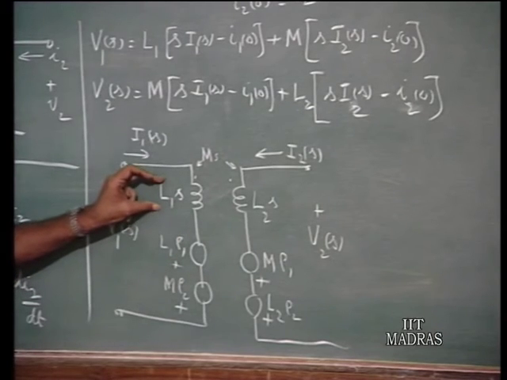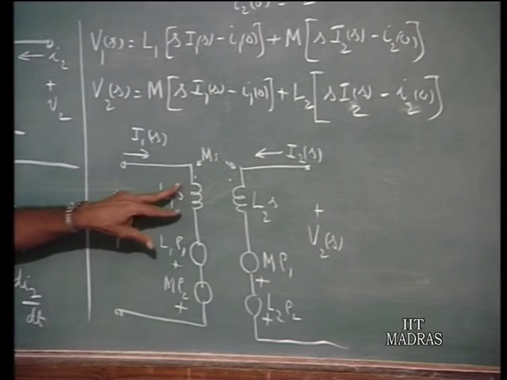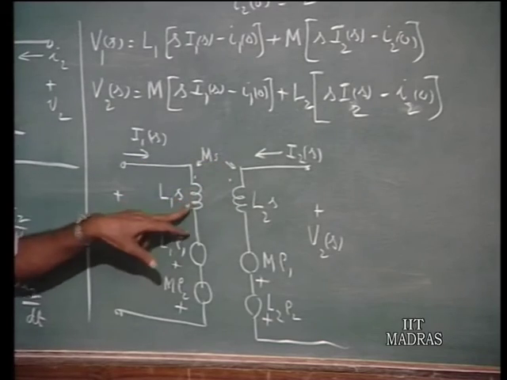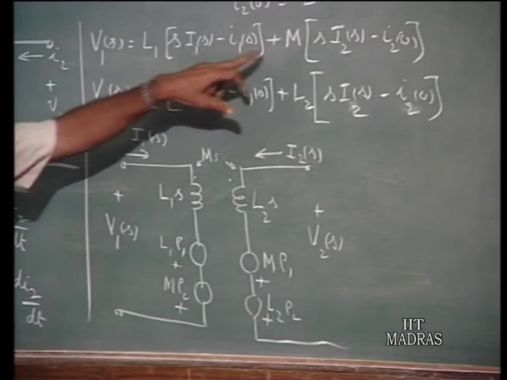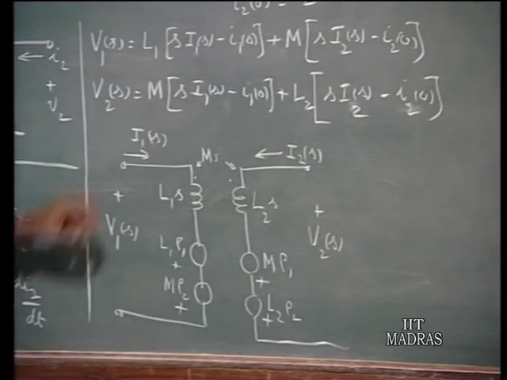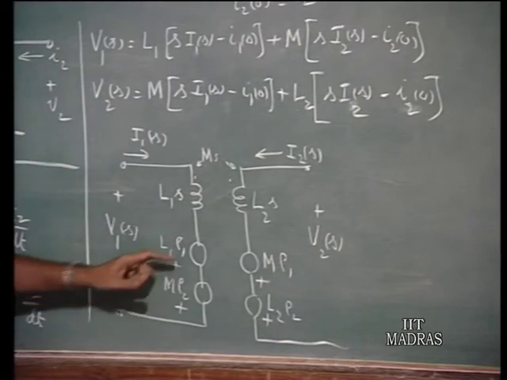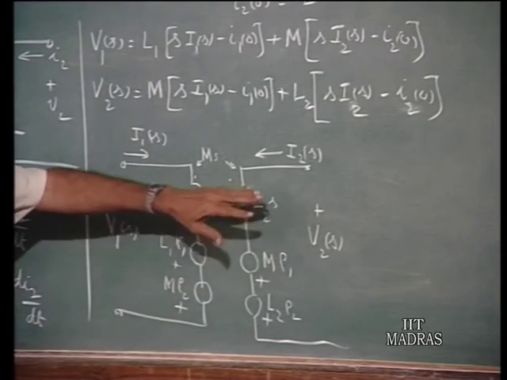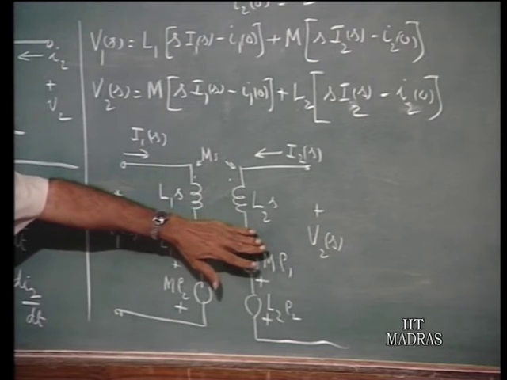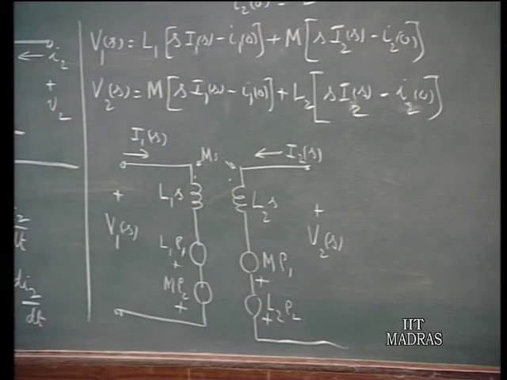So, you have not only L1 s times I1(s), but also Ms times I2(s): L1 s I1(s) plus Ms times I2(s). In addition, representing the initial currents in the inductors, we have two voltage sources. Likewise, the same situation is there in the second coil also.